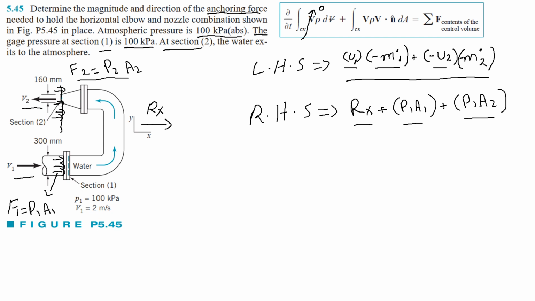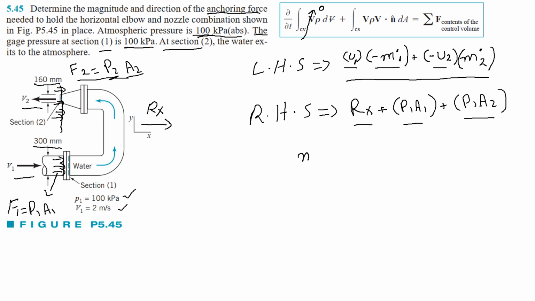Now I will see what is given and what is not given. What is given to me is the velocity at section 1 and the pressure at section 1. The pressure at section 2 is taken to be atmospheric pressure, and that is 100 kilopascal. So P2 is also 100 kilopascal. I am given the diameters, so I can find A2 and A1. Diameter at section 1 is 300 millimeter, at section 2 it is 160 millimeter, so I can find A1 and A2. So again I will make the assumption that overall my mass is conserved. I will also take this as a conservation of mass problem.